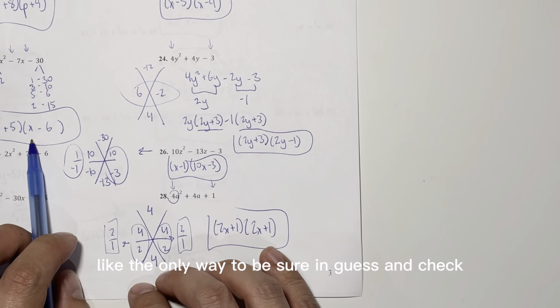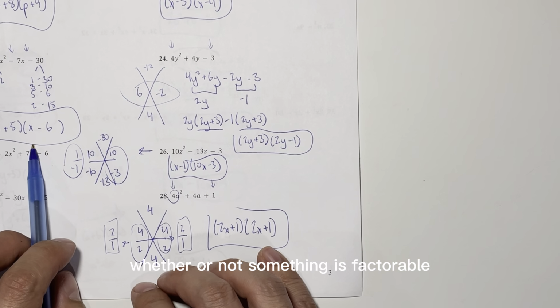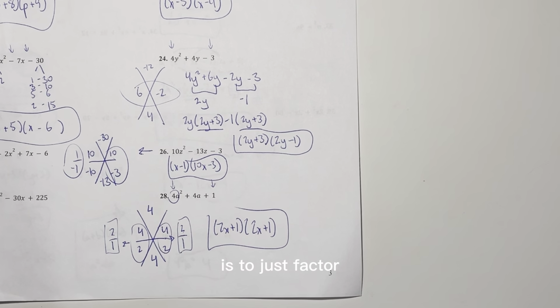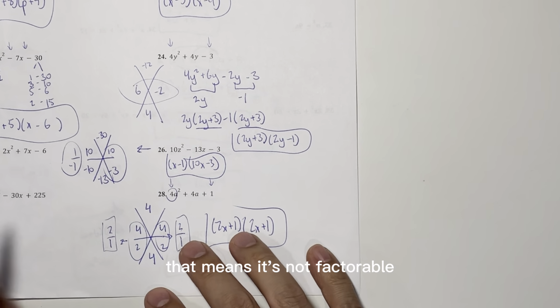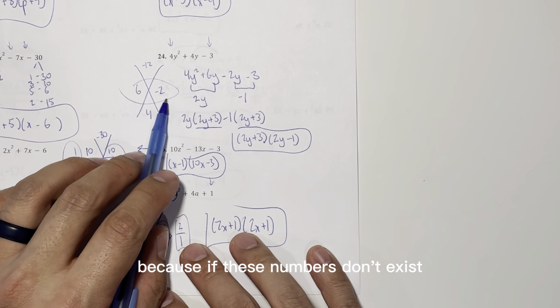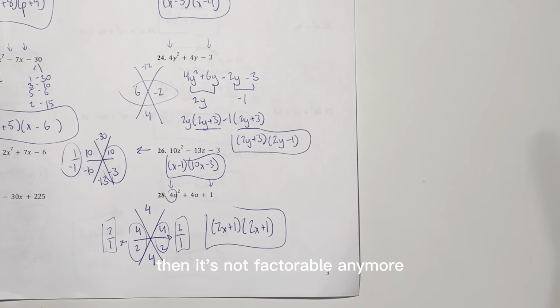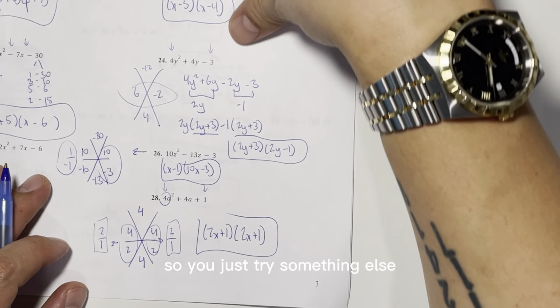The only way to be sure in guess and check whether or not something is factorable is to just try every combination, and then you might find that none of them work. That means it's not factorable. This is nice because if these numbers don't exist, then it's not factorable anymore. So you just try something else.